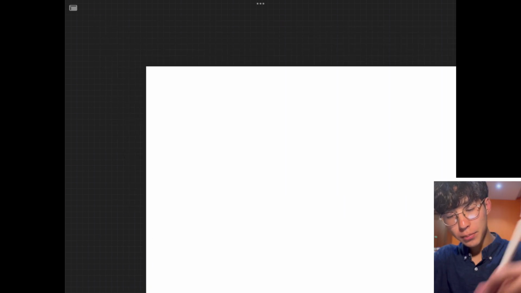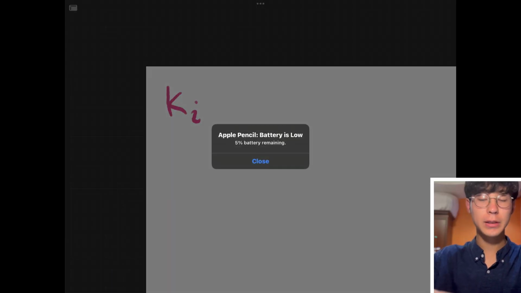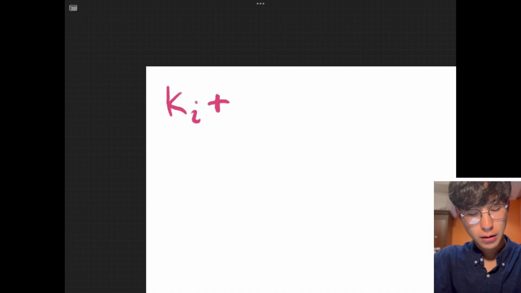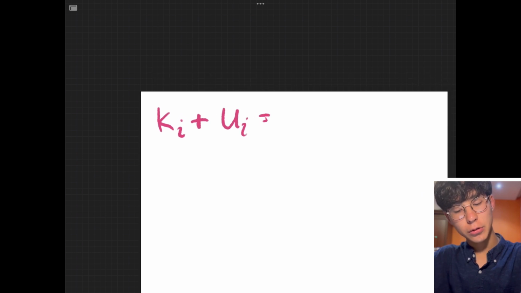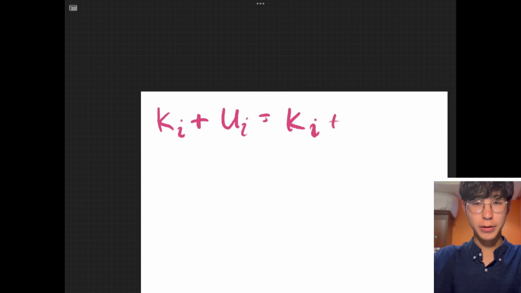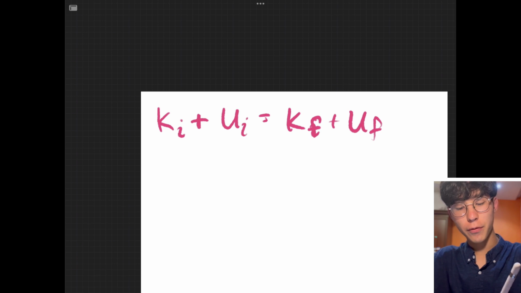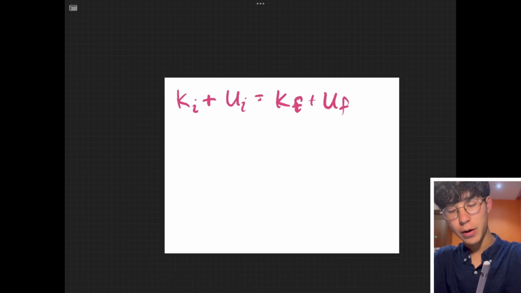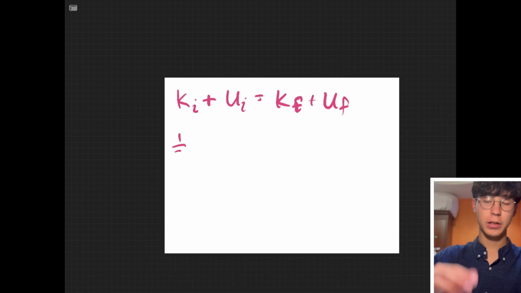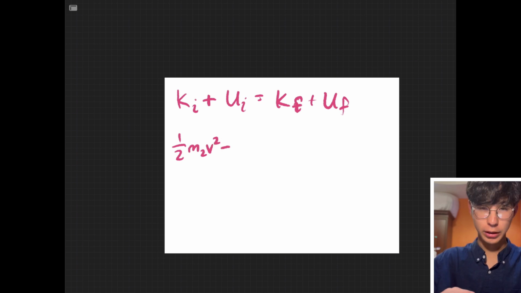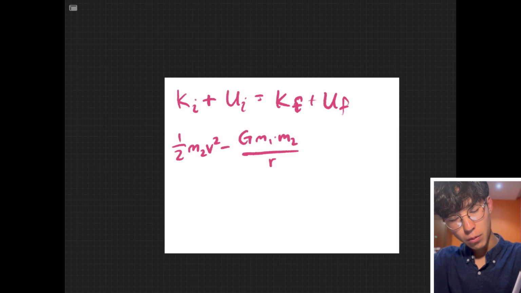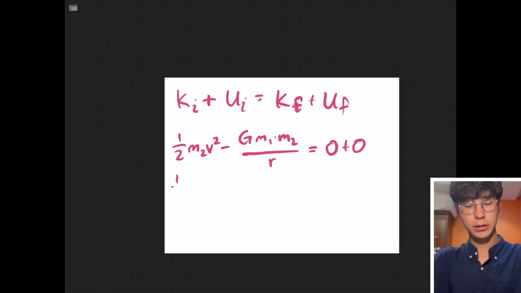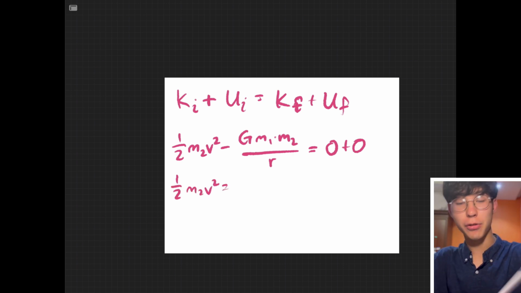So closing up, this was the statement that we made. The initial kinetic energy plus the initial gravitational potential energy must equal the final kinetic energy plus the final gravitational potential energy. Plugging this in, we should arrive at this, which must equal 0 plus 0.